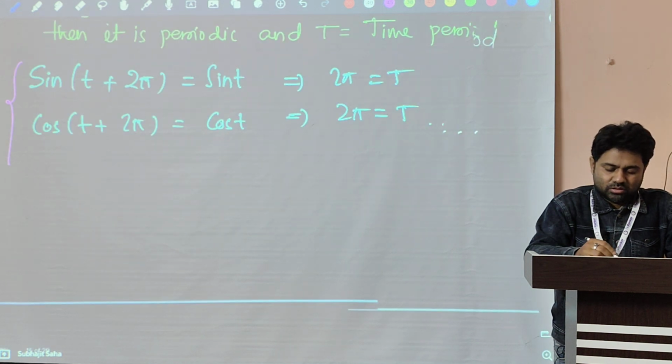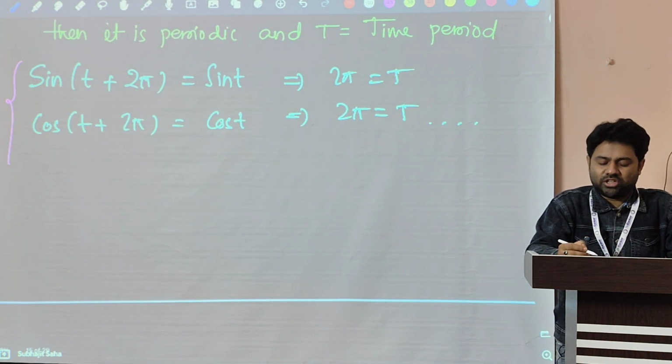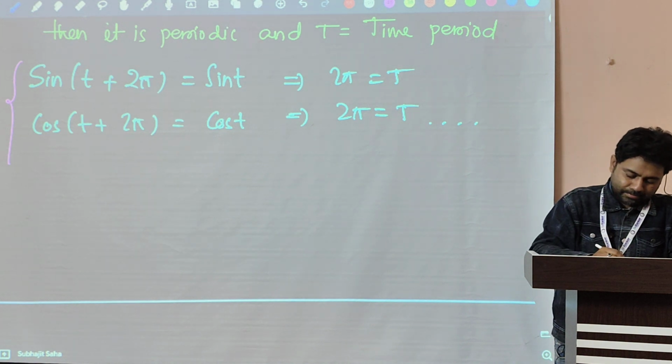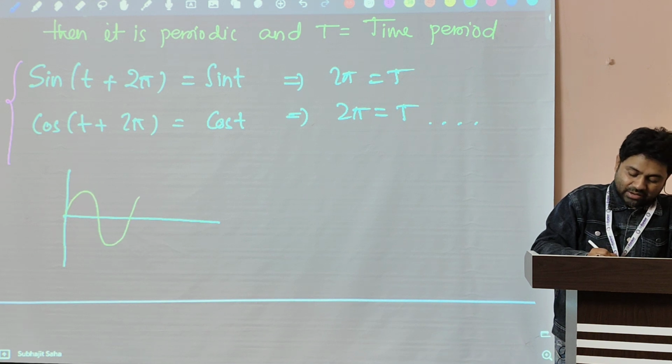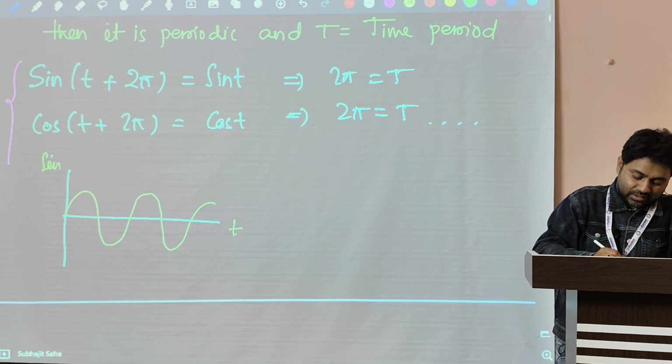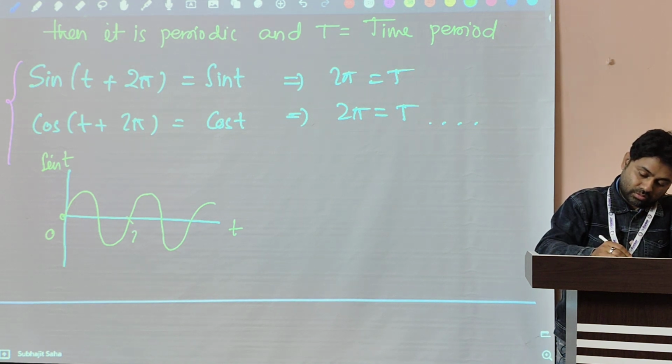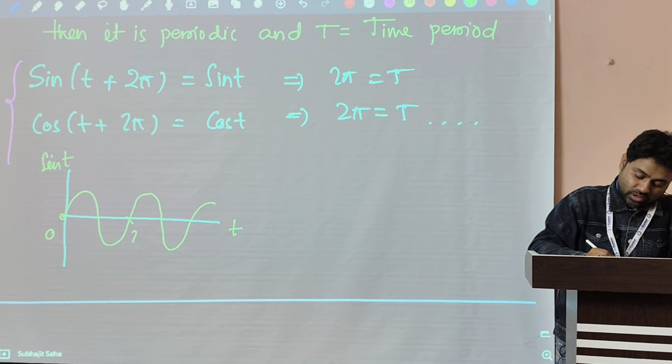What about the graphical representation of sin t and cos t? Sin t function will take the graph like this. This is the value of t, here is the value of sin t. 0, pi, 2 pi, 3 pi, 4 pi, etc.